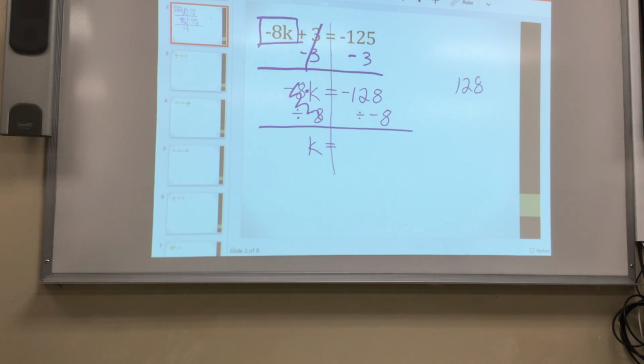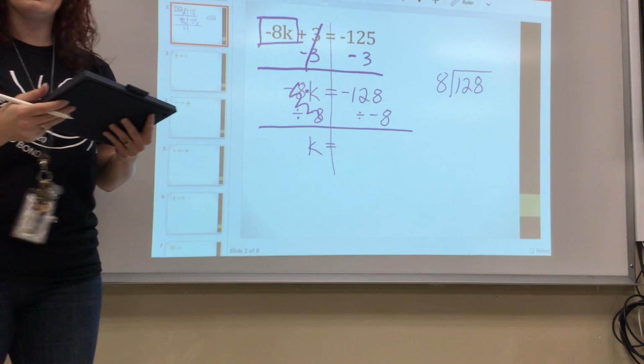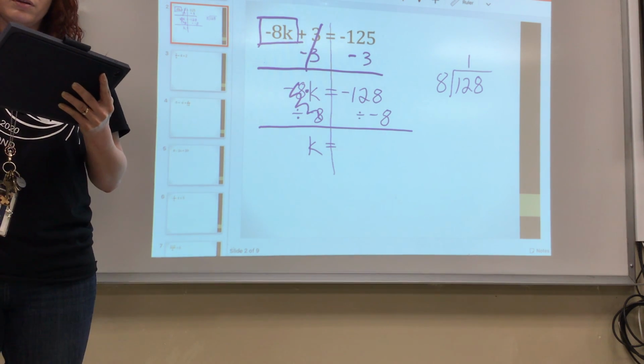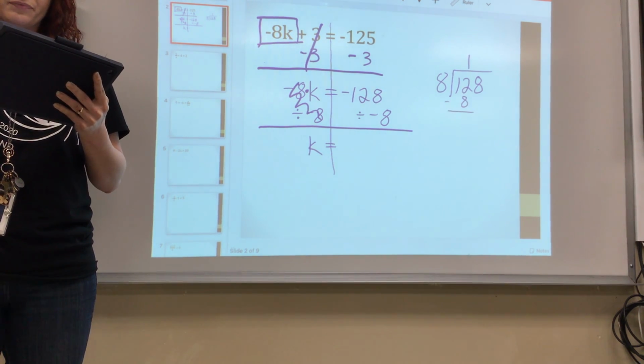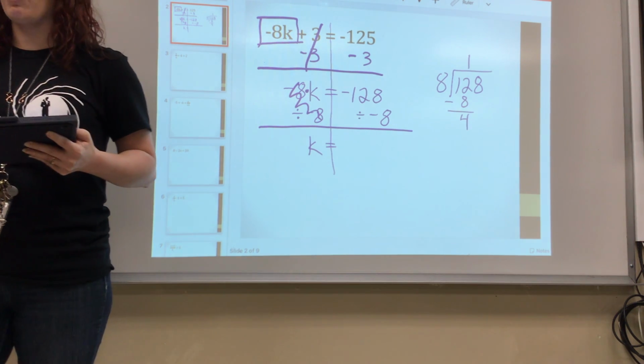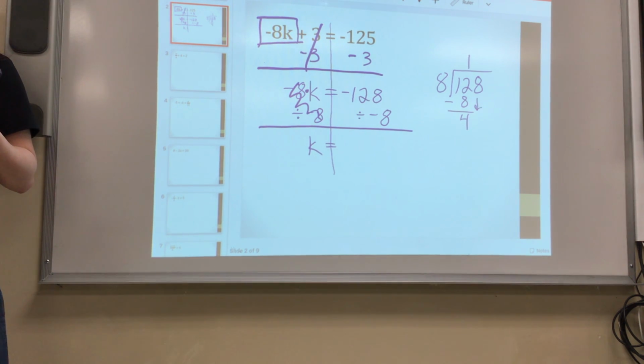128 divided by 8. 8 does not go into 1. 8 goes into 12 one time with a remainder of 4. Bring down the 8 and you get 48. 8 goes into 48 6 times. So 16.